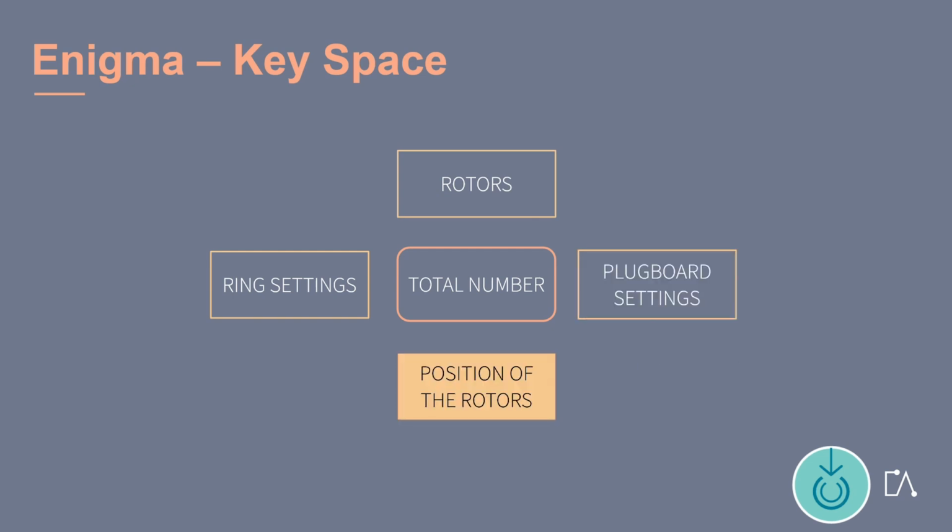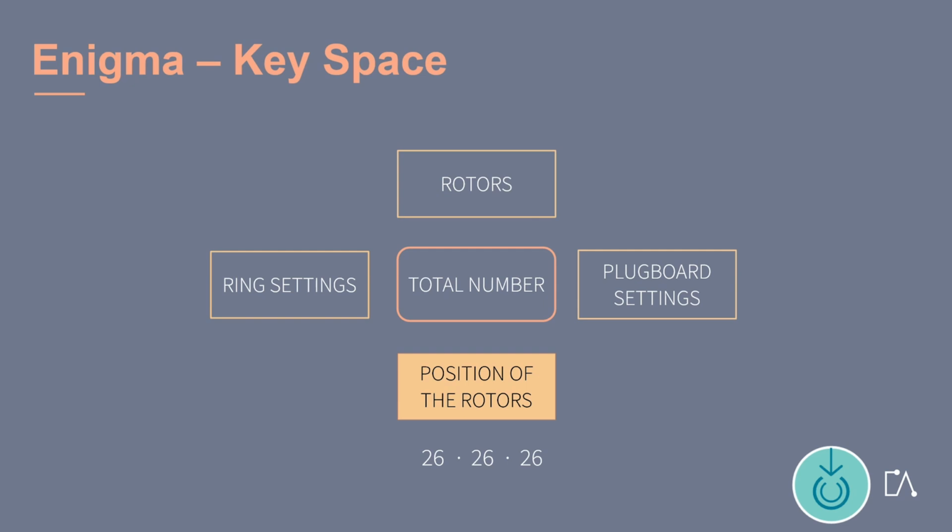For each of the 3 rotors, there were 26 possibilities to set them, 1 possibility for each letter of the alphabet. Hence, in total, 26 times 26 times 26 possibilities. However, there is one aspect which needs to be mentioned.